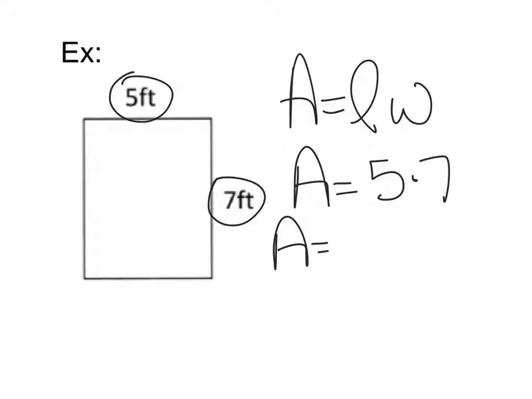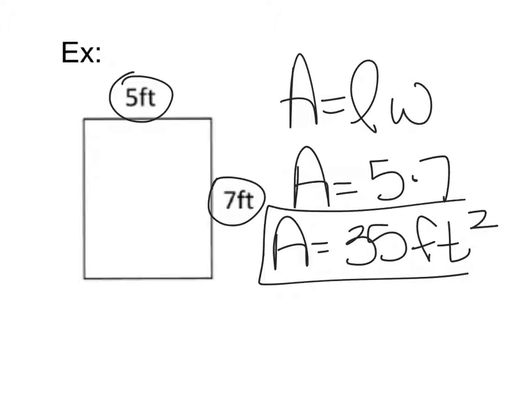So we get A equals 5 times 7, which is 35. And area is always in square units, so it's going to be square feet. It's going to take 35 1 foot by 1 foot squares to cover this shape. And that's our answer.